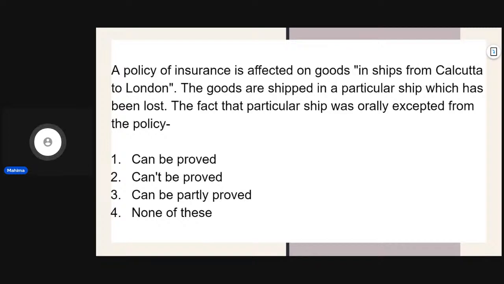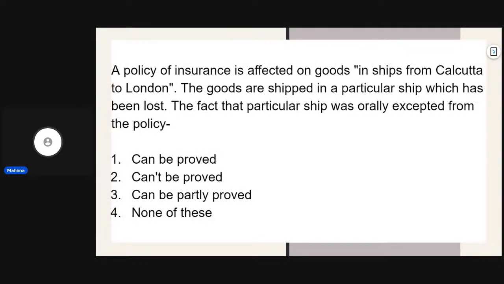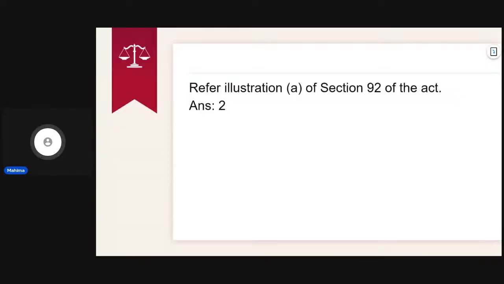A policy of insurance is effected on goods in ships from Calcutta to London. The goods are shipped in a particular ship which has been lost. The fact that particular ship was orally excepted from the policy can be proved, cannot be proved, can be partially proved, none of the above. Yes, it not being a term of contract. It cannot be proved and it is under Section 92 illustration A, it is exempted. Yes, correct Shubham, correct Lakshata, correct Priyanka.